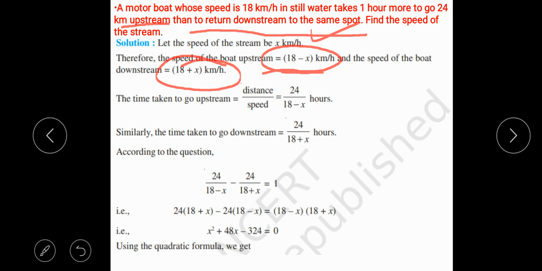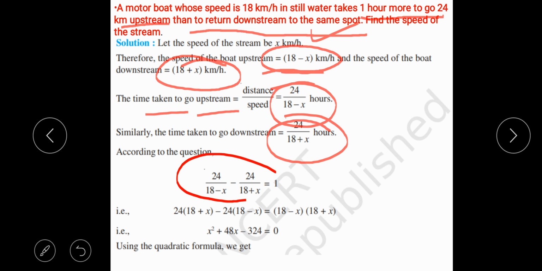Now as we know, the formula of time is equal to distance upon speed. Therefore for upstream the time is 24 upon 18 minus x. Similarly for downstream the time is 24 upon 18 plus x. But we have been given that the motorboat takes 1 hour more to go 24 km upstream than to return. So according to the question, the difference between the upstream and downstream times is equal to 1 hour. Now after solving this by taking LCM or cross multiplication, we will get this quadratic equation.